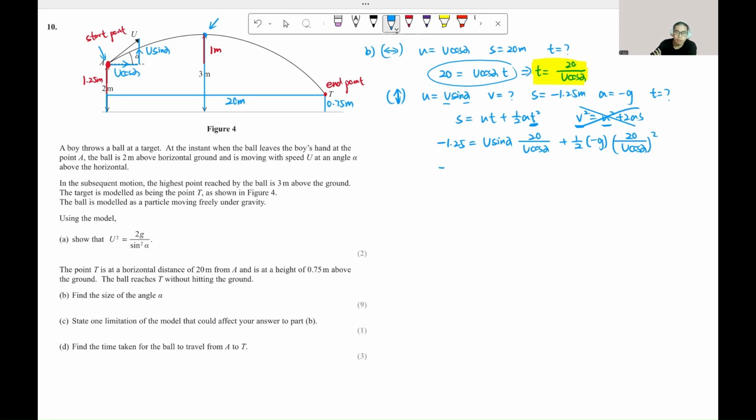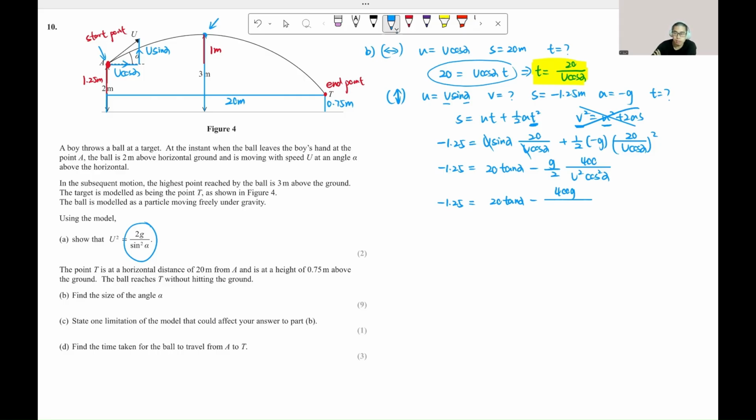Now simplify this. We have negative 1.25 is equal to, so U over U cancels out, sine alpha over cos alpha, that's tan alpha. So we can write 20 tan alpha, and then minus G over 2. And then 20 squared is 400, over U squared and then cos squared alpha. So now we have negative 1.25 is equal to 20 tan alpha minus 400G over, so we already know U squared is 2G over sine squared alpha.